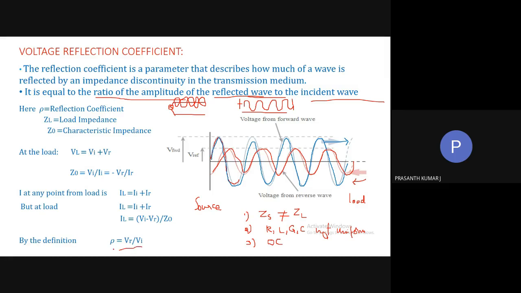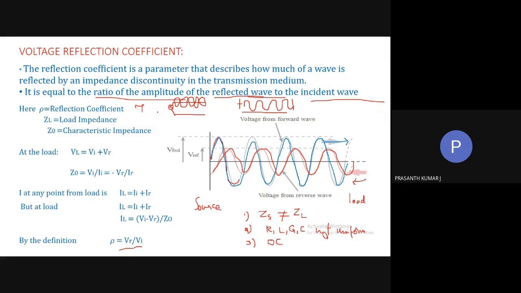This is the definition for reflection coefficient, where rho is the reflection coefficient. Sometimes it will be represented like this, eta or rho. All these Greek letters are used to represent different constants. Reflection coefficient is generally represented with rho, or eta. So ZL is the load impedance and Z0 is the characteristic impedance.